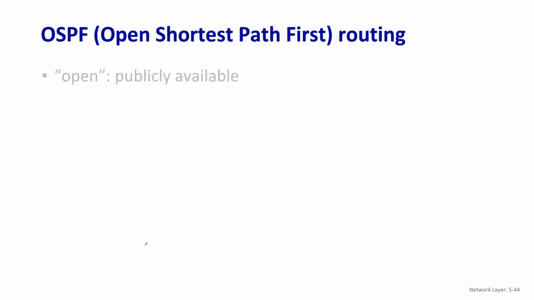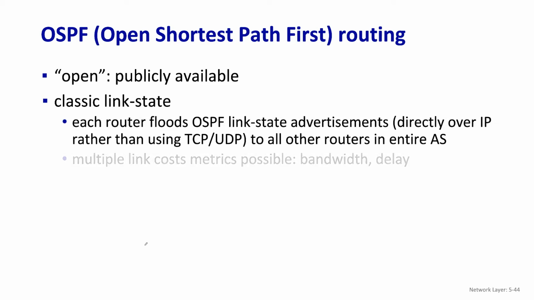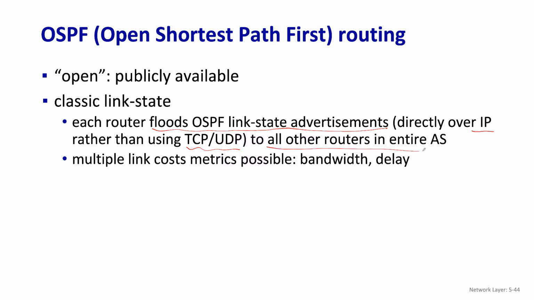So now let's see OSPF. OSPF is classical link state. Each router will flood OSPF link state advertisements using IP, so it's not using TCP or UDP. In this case, we reduce the overhead of the computations. And this advertisement should go to all the routers in the entire autonomous system.